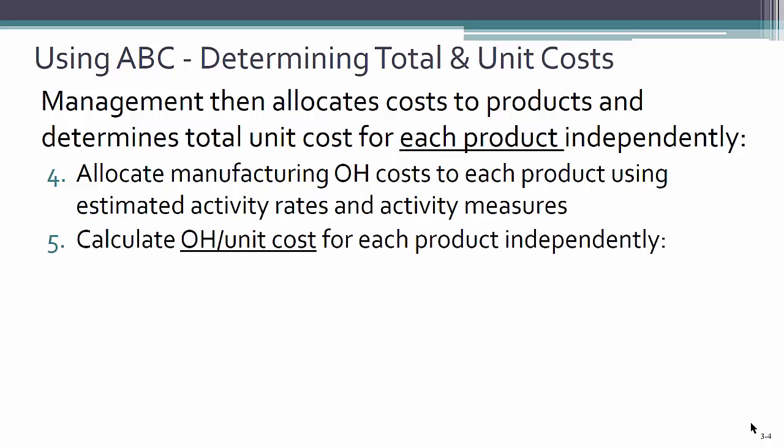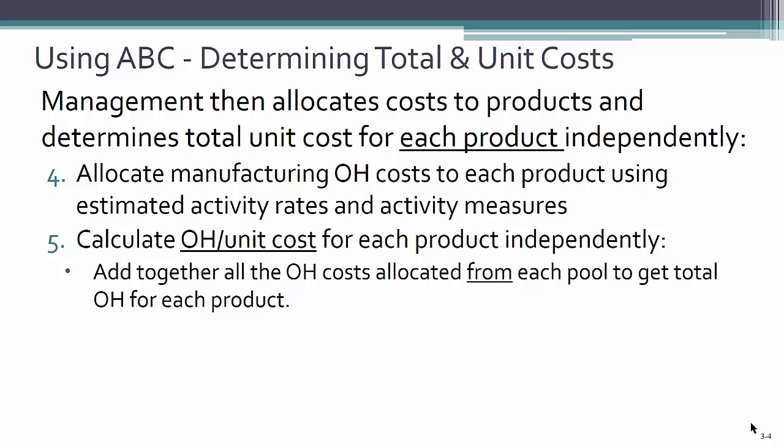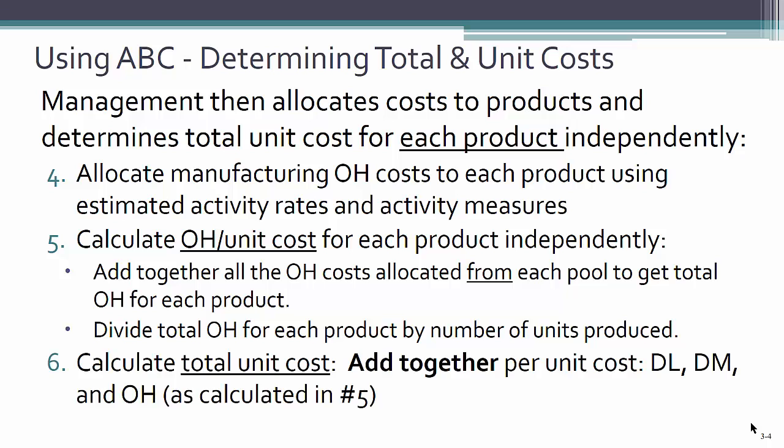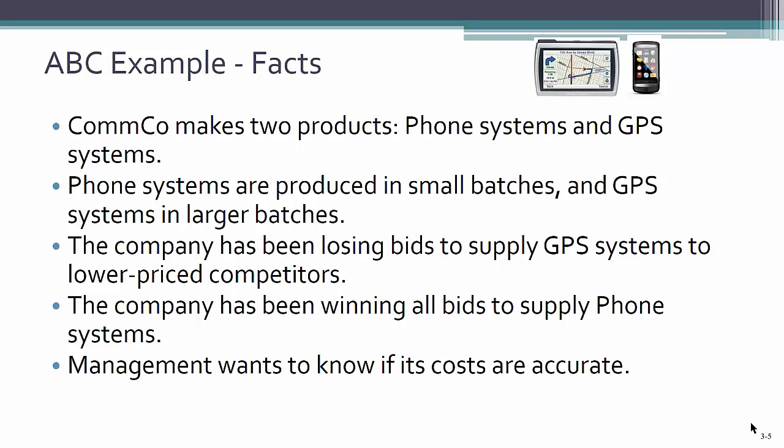Fifth, overhead per unit is calculated by adding together all of the overhead costs allocated to a product and dividing the total dollar amount by the number of units to be produced. And sixth, we calculate total unit costs by adding together per unit cost for direct labor, direct materials, and manufacturing overhead. Once the period starts, actual costs will be assigned to cost pools, and product costs will flow in a similar manner to that used in job costing environments. Let's look at an example next.